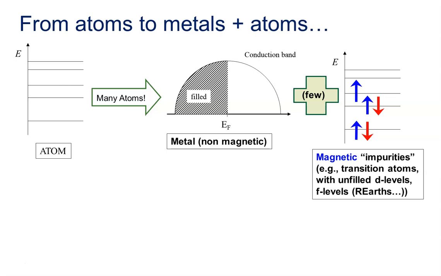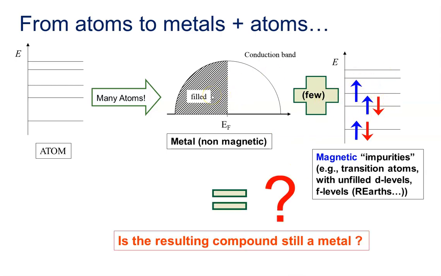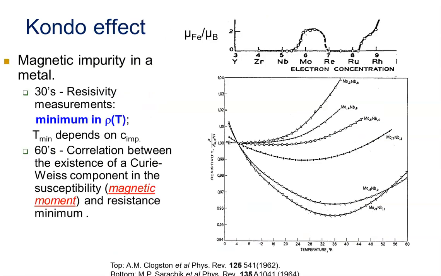Okay, so transition metal atoms or rare earth atoms also have unfilled f levels in this case, so they are all magnetic. So what happens if you have magnetic impurities and you put these into a metal? This is not like a crystal, it's just impurities in a metal. And the question I'm asking here is whether the resulting compound is still a metal, in the sense that it still has the same properties of a metal.